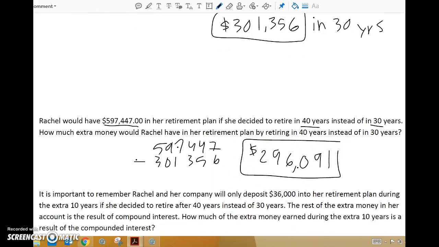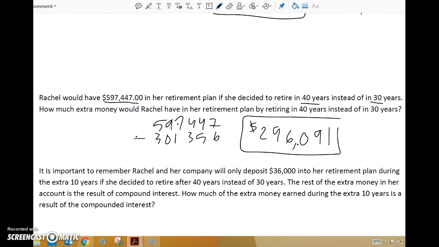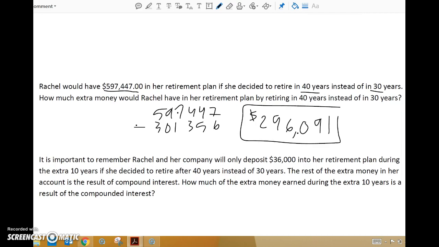And you might think, well, she deposited more because she was depositing $300 a month for 10 years. Extra years makes sense she'd have more, but not that much more, because this goes on to say she only deposited $36,000, because she deposited $300 per month. That's really sloppy. For 10 years. So 300 times 12 months in a year times 10 years. So she only deposited $36,000.